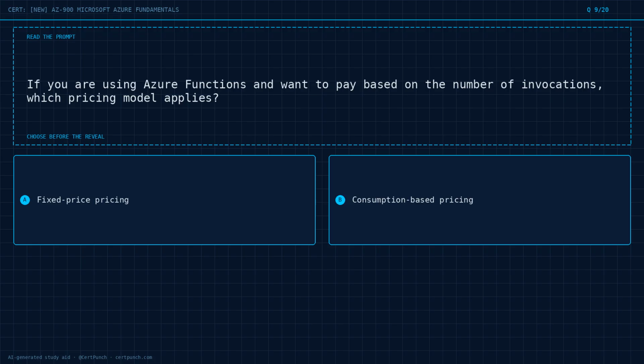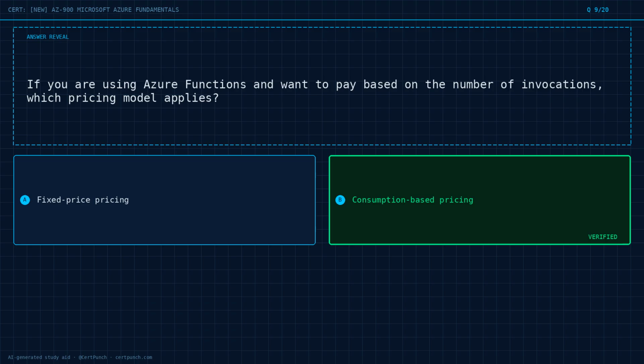Question 9 of 20. If you are using Azure Functions and want to pay based on the number of invocations, which pricing model applies? Option A, fixed price pricing. Option B, consumption-based pricing. Choose the best answer before the reveal. Commit to it now.